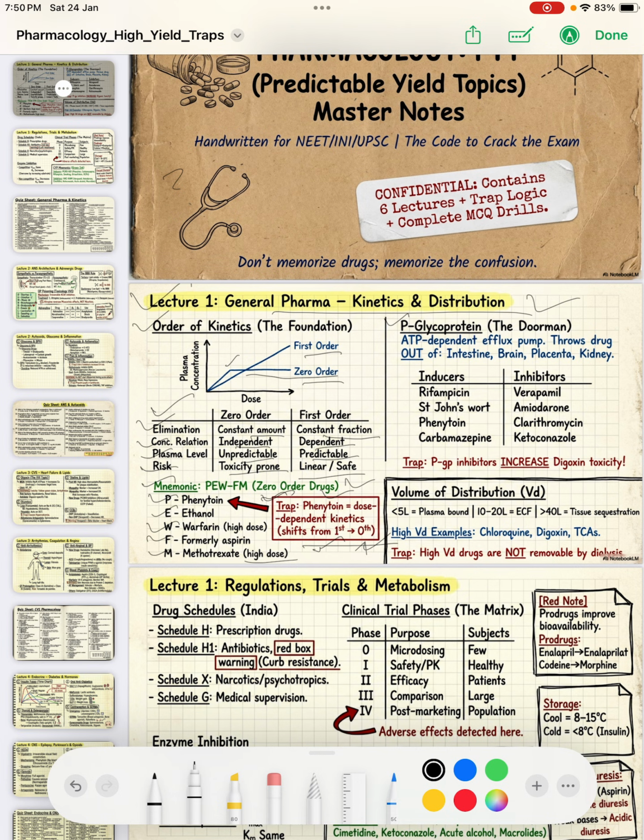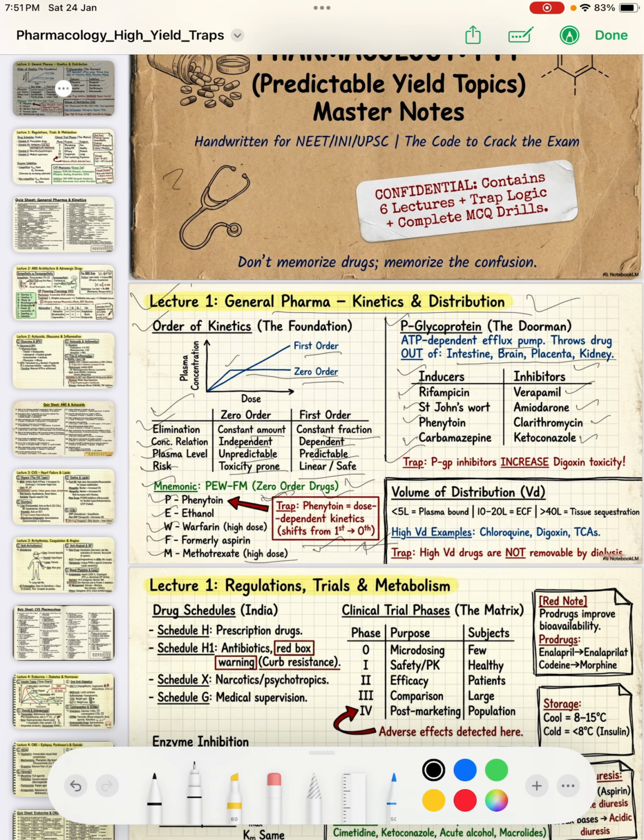P-glycoprotein acts like a doorman, and what is its function? It is an ATP dependent efflux pump, and it throws drugs out of the intestine, brain, placenta, and kidney. Now we'll study the inducers and inhibitors. Inducers are rifampicin, St. John's wort, phenytoin, carbamazepine, and inhibitors are verapamil, amiodarone, clarithromycin, and ketoconazole.